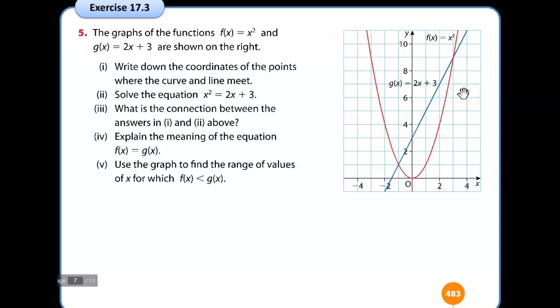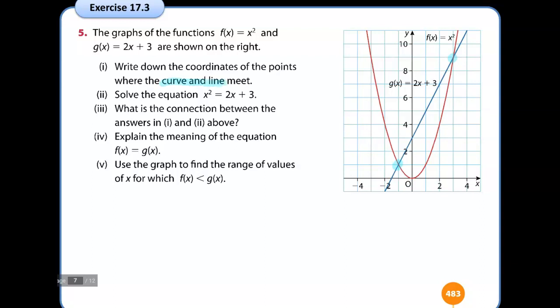Okay, so just to quickly run through a couple of things from this question, from exercise 17.3, question 5. Write down the coordinates of the points where the curve and line meet. What we're talking about here is the points where the intersections occur. One point is (3, 9), and the other point is (-1, 1). They're the coordinates of where the curve and line meet.